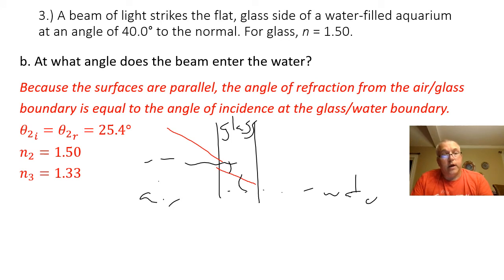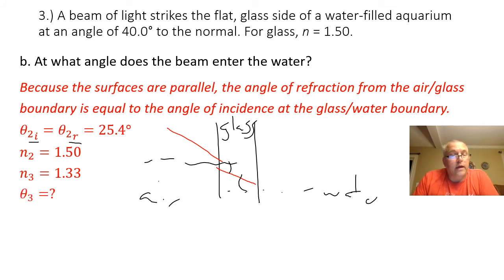And again, this is why I have this little subscript R and I here, because those are the refractive and incident angles for the glass, which is theta 2, my second substance. So we are solving in this case for theta 3. It could be theta 2 all over again, but I just wanted to keep them separate.